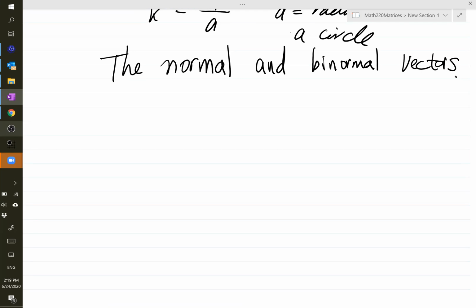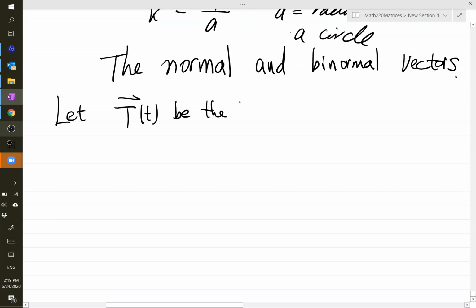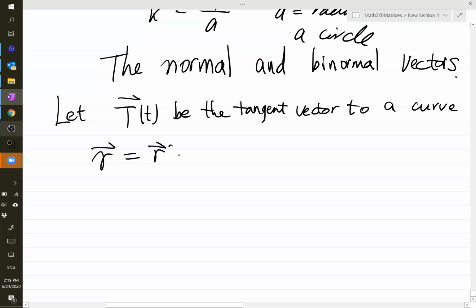Suppose we have a tangent vector. By tangent vector, we mean unit tangent vector, as we did before. So let capital T of t be the tangent vector to a curve, where the curve is given by the vector equation r(t).